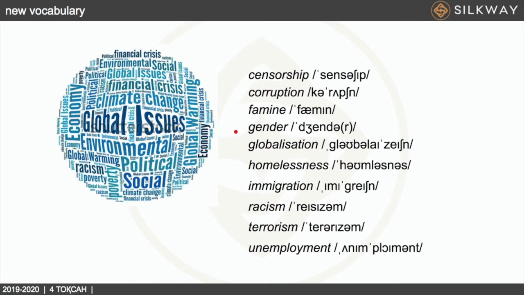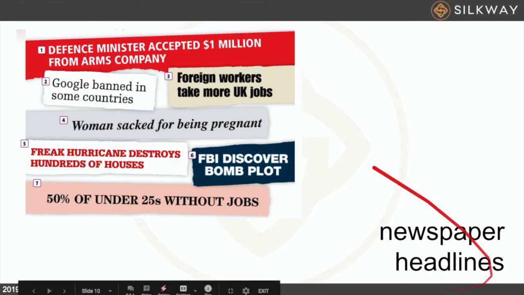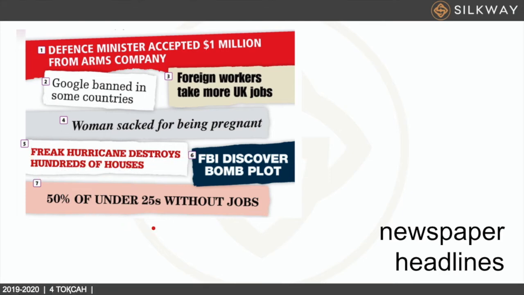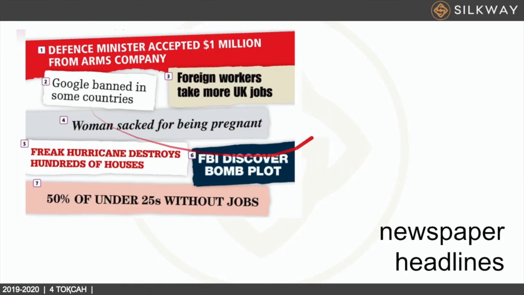So I'm not going to tell you the meaning of all these words. But here we have newspaper headlines. 1, 2, 3, 4, 5, 6, 7. And on the Edu page, guys, I left a task for you related to this one. So what you need is to match this vocabulary related to global issues with these newspaper headlines. For example, let's say, number 4, women sacked for being pregnant.